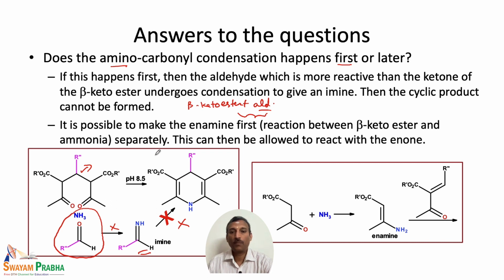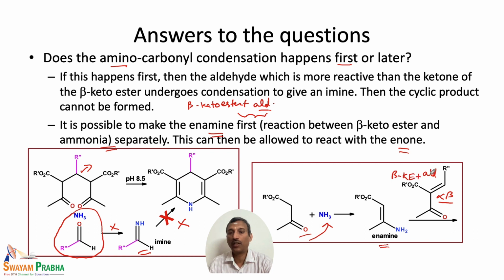In some examples, it is also possible to make the enamine first. That means the reaction between beta keto ester and ammonia separately, and this can be allowed to react with the enone. So this is also possible. So this is a different reaction. Instead of the aldehyde reacting with the amine, the beta keto ester can react with the ammonia to give the enamine, and this enamine can now react with the alpha beta unsaturated system that is formed by the condensation of beta keto ester and the aldehyde. So this is possible.